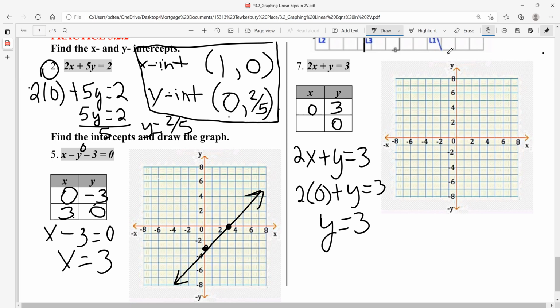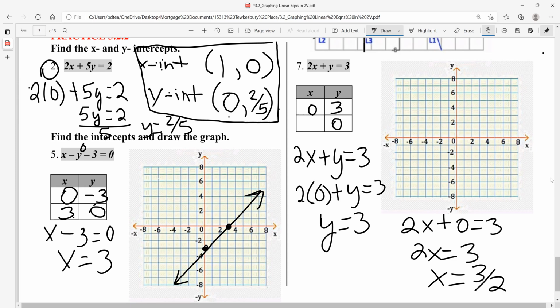And when y is 0, again, using the same equation, 2x plus 0 equals 3, because now y is 0. So 2x equals 3. And then x equals 3/2. I just skipped a step there. You're going to divide both sides by 2, and x equals 3/2. And 3/2 is like 1.5. So we can plot it on the graph.